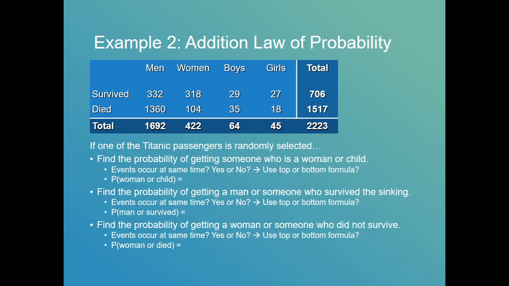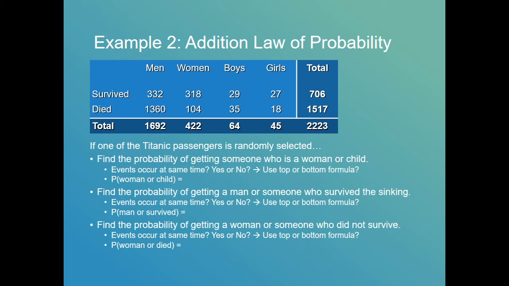So the probability of being a woman plus the probability of being a child would be 318 out of 2,223, the total sample, plus the number of children. So we would have to add this up, 64 plus 45, so 64 plus 45 divided by the total sample of 2223.